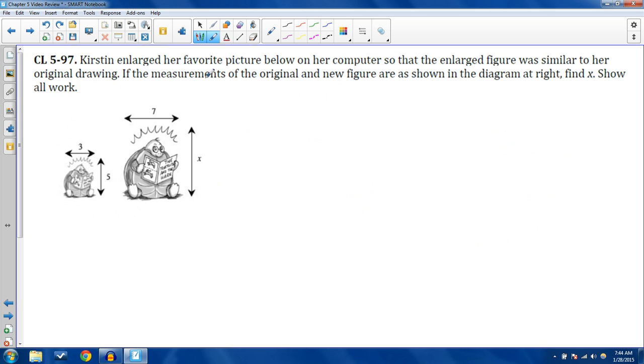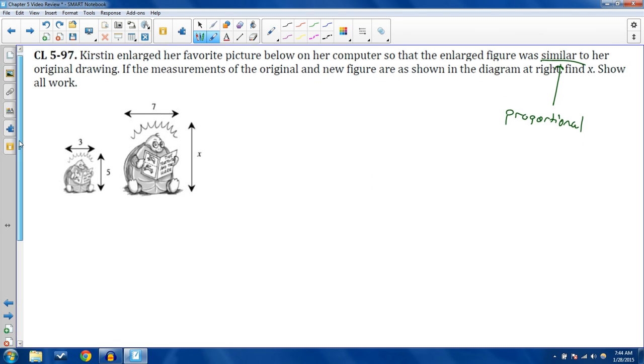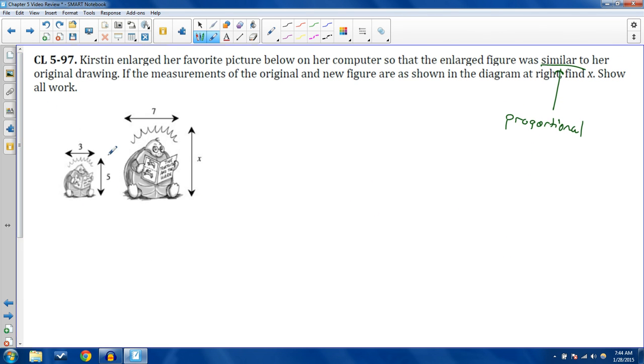Okay, number 97. Kirsten enlarged her favorite picture below on her computer so that the enlarged figure was similar to her original drawing. The word similar means in proportion. It means proportional. It means the figure is the exact same, only a bigger version. Like if somebody makes a small replica of a baseball stadium, everything is supposed to be drawn to size, but maybe a smaller version of it.